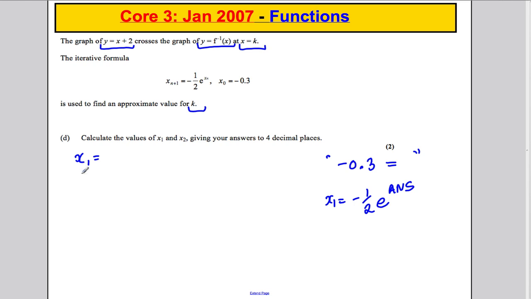So negative 0.3 equals, and then negative a half e to the power of Ans. For x1, I would get negative 0.3704, and for x2, I would get negative 0.3452. And I've got those two easy marks.